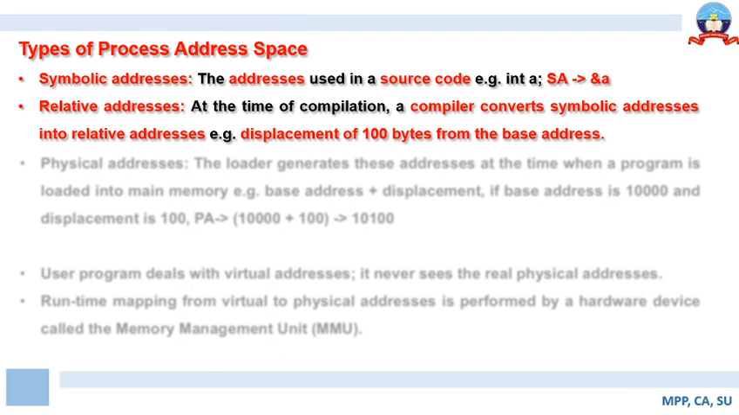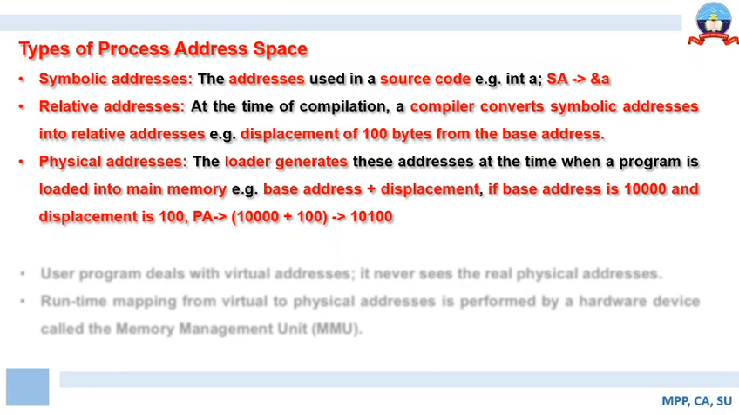Then we have the relative address. At the time of compilation, a compiler converts symbolic address into relative address. So whenever compilation of the program is done, the compiler converts the symbolic address into relative address. That is, for example, a displacement of 100 bytes from the base address of the code segment. So relative address is with relation to something. Here it is done with relation to the base address of a given segment. For example, a byte that is stored at a displacement of 100 bytes from the base address of the code segment is called the relative address. So at the time of compilation, a compiler converts symbolic address into relative address.